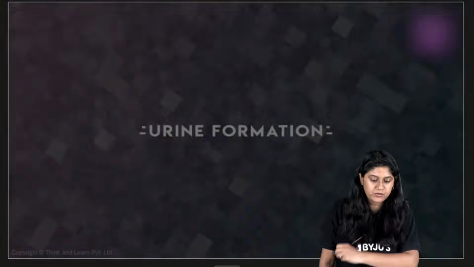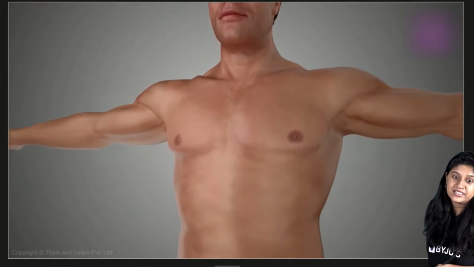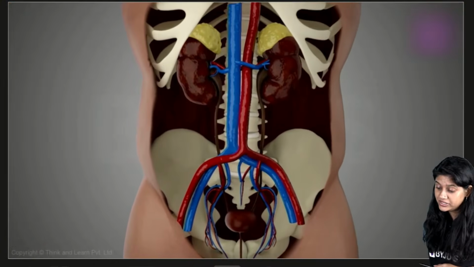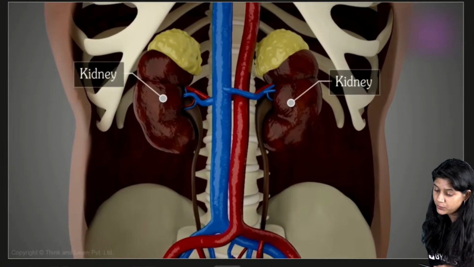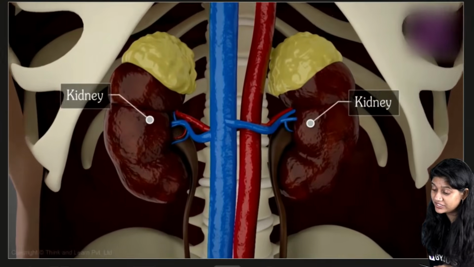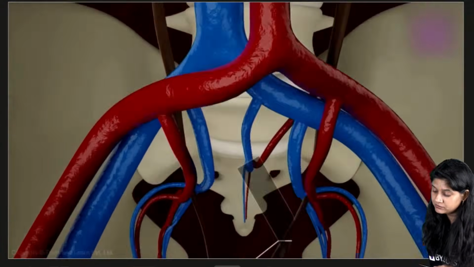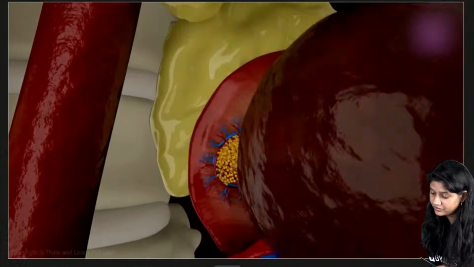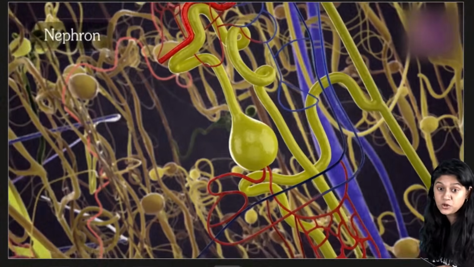Let's take a look over here, everyone. It's a video. See urine formation, everyone. We have the kidneys. We can clearly see the kidneys. Red one is the artery, blue one is the vein. Two kidneys, and we have the adrenal gland on top of it. Inside the kidney, everyone, we have nephrons. We have the ureter, and this is the bladder. See over here, so many nephrons. And inside it, this is what we have.